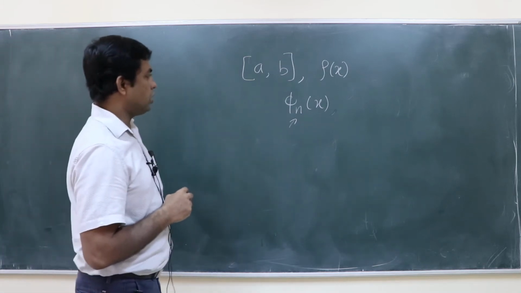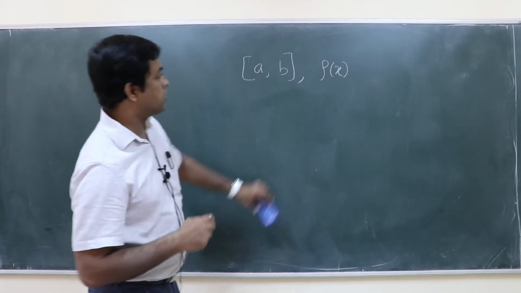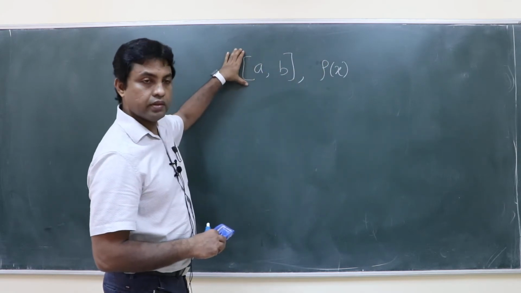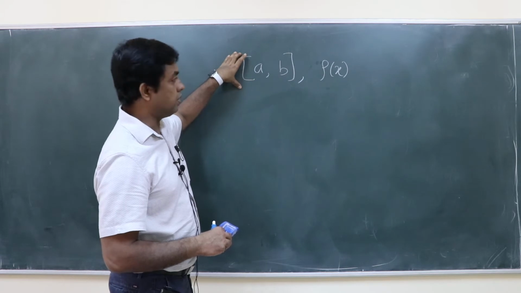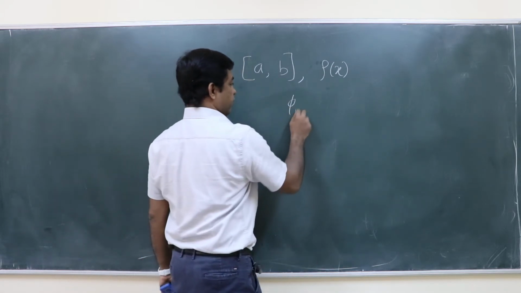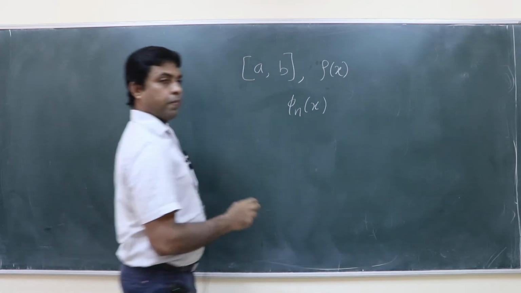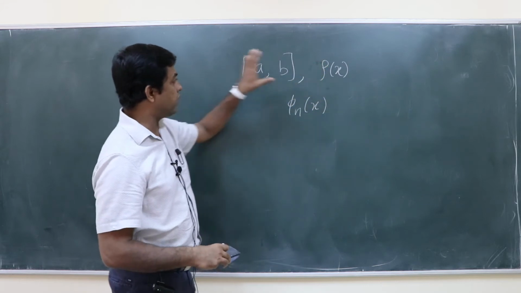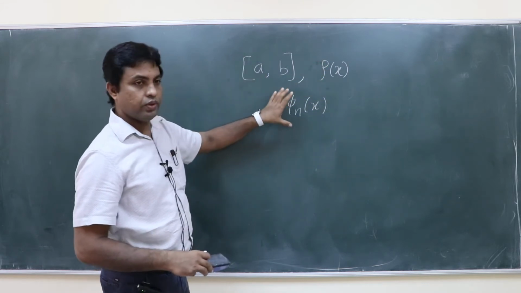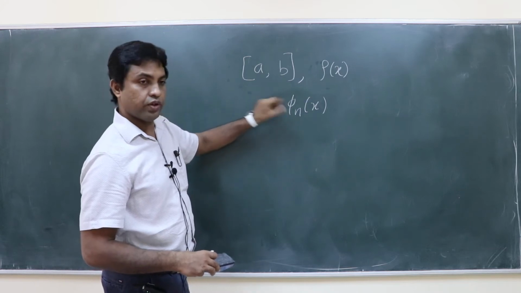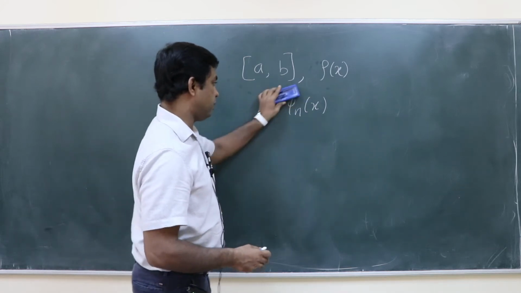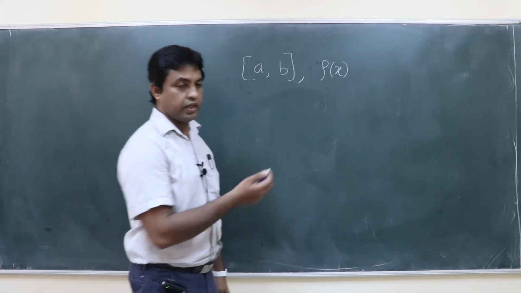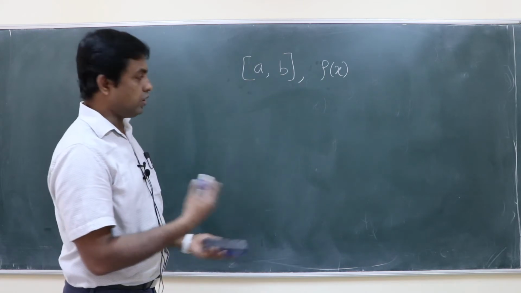Now the question is, suppose I define rho of x and I define the interval. Does it uniquely determine the polynomial phi n of x? The answer is yes. If I define rho of x and the interval, I can uniquely find this phi n of x. The proof of this is very long and I will not be presenting it. Right now you just take the answer.